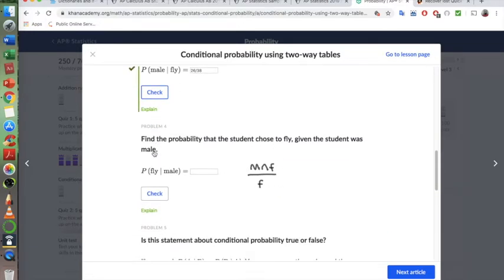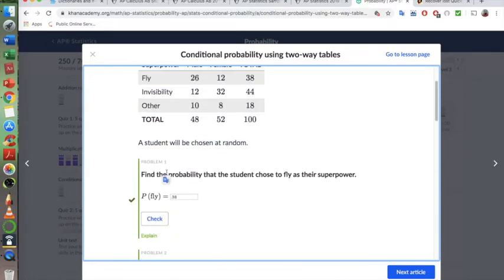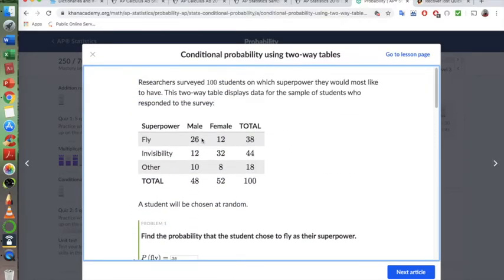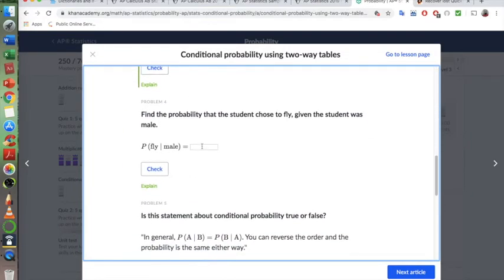That's correct. And find the probability that the student chose to fly given the student was a male. So again, we've got the same thing. We're going to have the intersection of fly and male divided by the second one, which is all males. So the intersection of fly and male is 26 again, but this time we're taking all males, which is 48. 26 over 48.